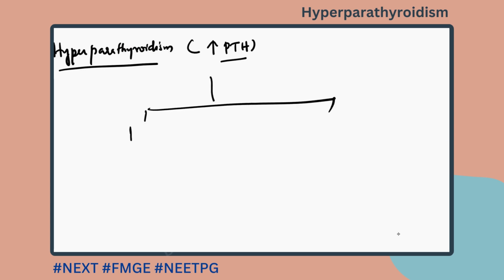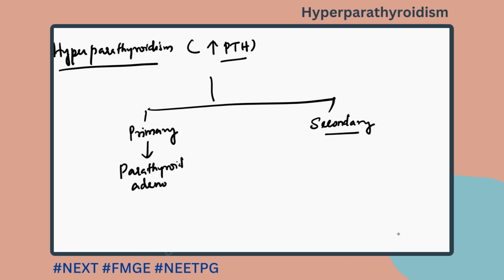One is primary hyperparathyroidism. Another one is secondary hyperparathyroidism. An example for primary hyperparathyroidism is parathyroid adenoma. Adenoma means a tumor in the parathyroid. Once a tumor is seen in the parathyroid, it won't ask you anything. It will keep on secreting parathormone. So that is called primary hyperparathyroidism, which can occur in parathyroid adenoma.